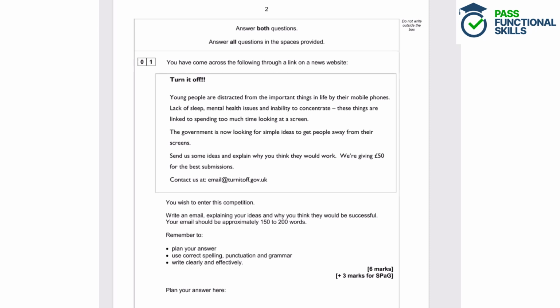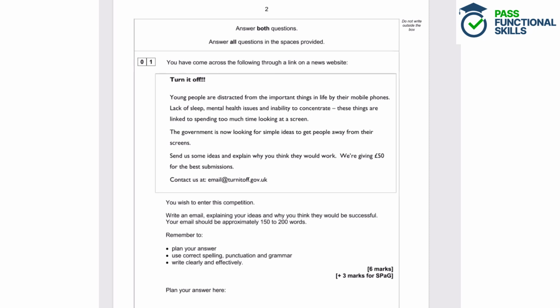Turn it off. Young people are distracted from the important things in life by their mobile phones. Lack of sleep, mental health issues, and inability to concentrate. These things are linked to spending too much time looking at a screen. The government is now looking for simple ideas to get people away from their screens. Send us some ideas and explain why you think they would work. We're giving £50 for the best submissions.